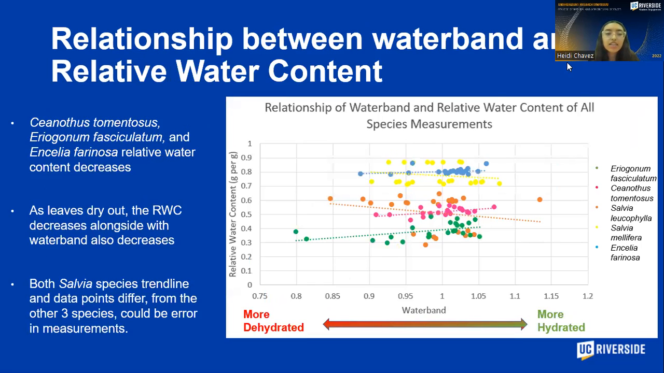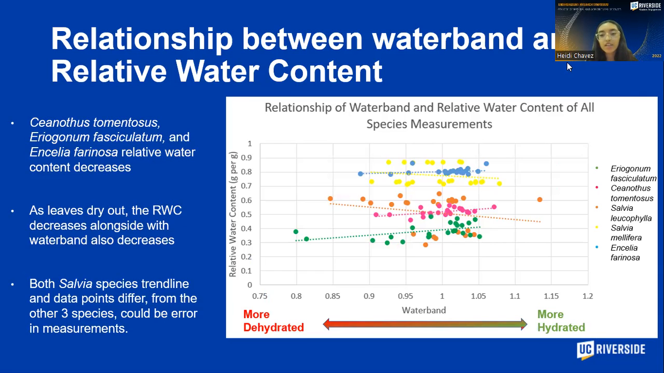So the next relationship that we wanted to look at was the relationship between water band and relative water content. By looking at 3 specific species here, Eronium, Ceanothus, and Encilia, we see that their trend lines have the same pattern, that being that as relative water content decreases, their water band would also decrease. Eronium, data in green here, had the lowest relative water content values and water band. And Encilia, the one in blue, had the highest relative water content and water band values.